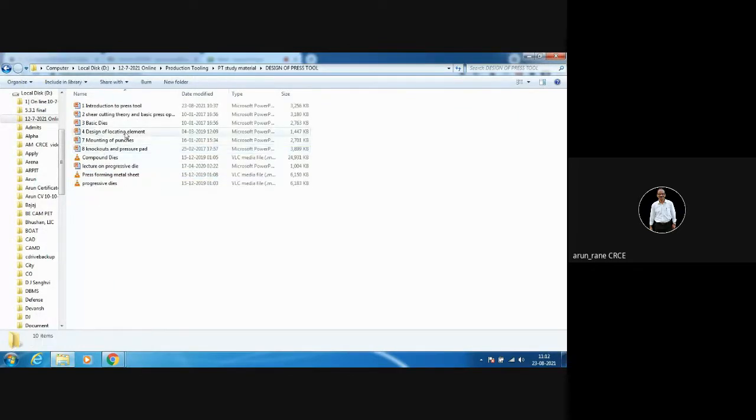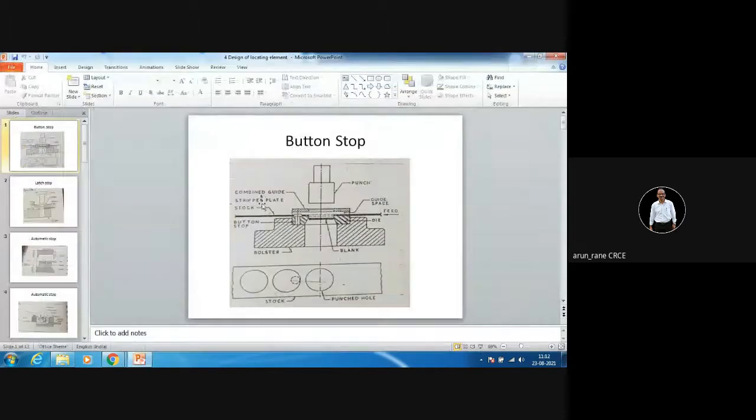So we can go for design of locating elements. Okay, design of locating element means what? How to locate your strip. How will you locate the strip? So this is the strip. And remember, another word for strip is stock. Many students fail to answer this. Strip is also called the stock.